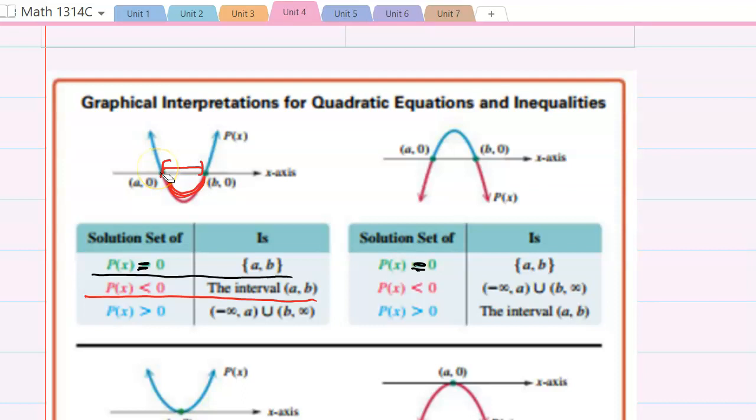We can also see the following inequality of f of x is greater than 0. This means we are looking for the x values in which the graph is above the x-axis. We can see that these two parts of the parabola are above the x-axis, so we need to state these two intervals as our solution as noted here in the chart.